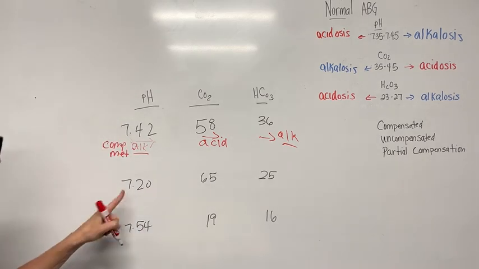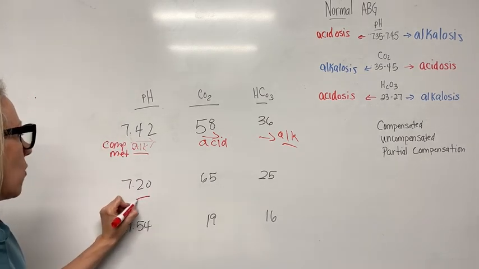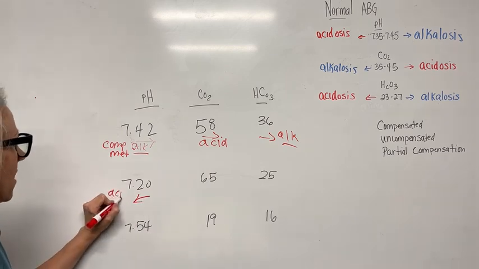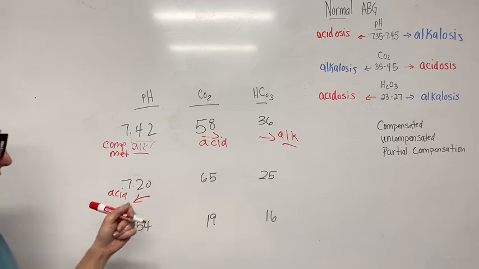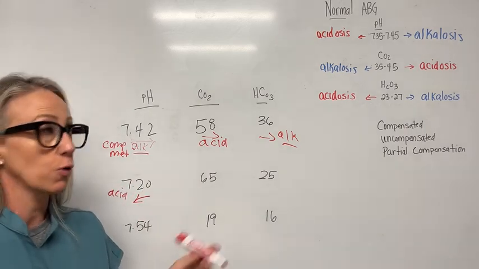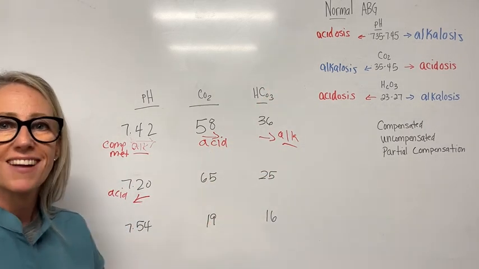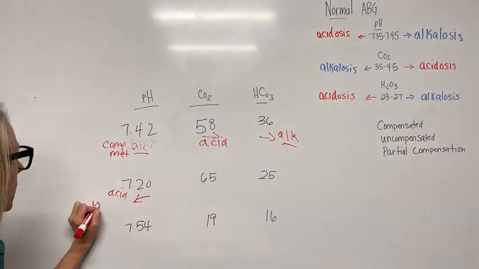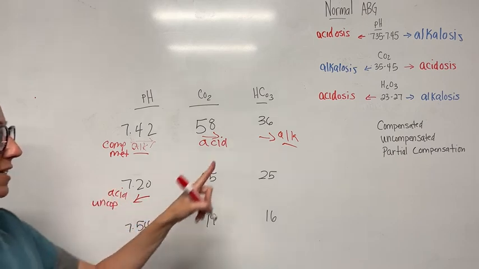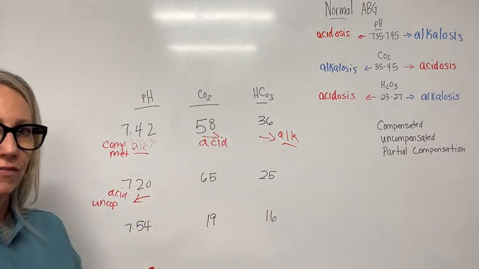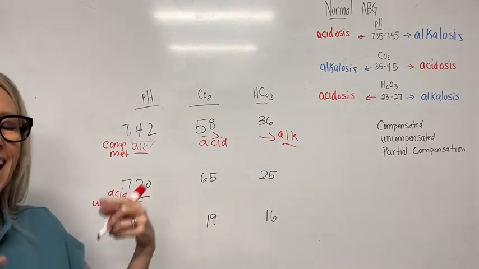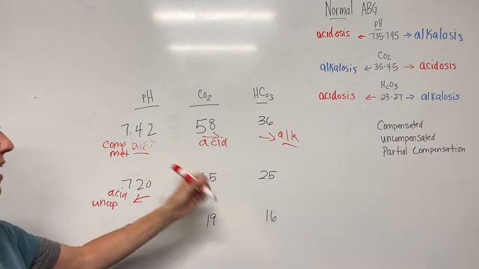Let's do another one. 7.20. We are going this way. We are acidotic. Since we are acidotic, we are not within normal range. Our pH, nope, it's not compensated. So now we know we're uncompensated. Now, until we get to the rest of them, we're not going to be able to figure the rest out. So we're uncompensated acidosis because we're going this way.